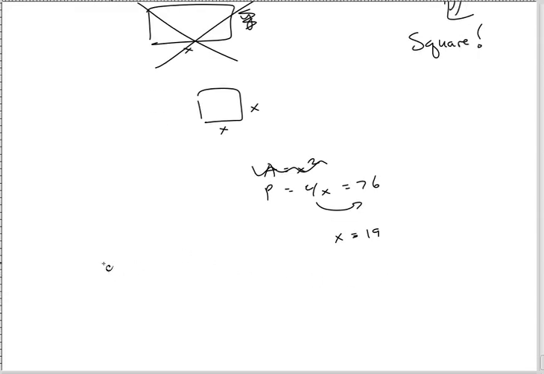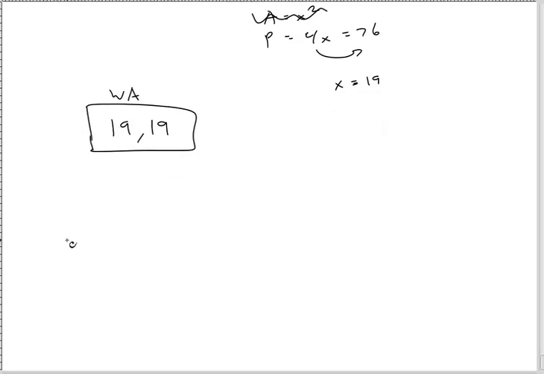And that's actually your answer in WebAssign. They want you to put a 19, comma, 19. I know this is just really weird. This is WebAssign. They want it in that format. That's whatever, I guess. So there you go. 19, 19. Two sides.